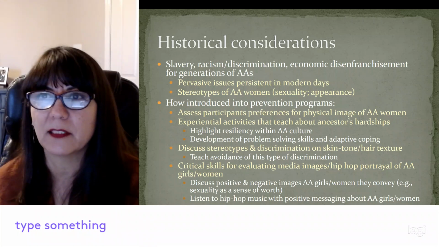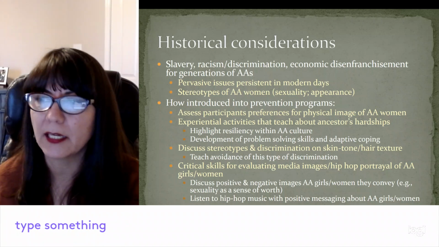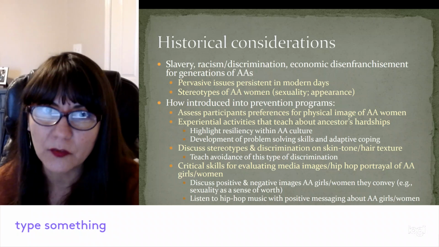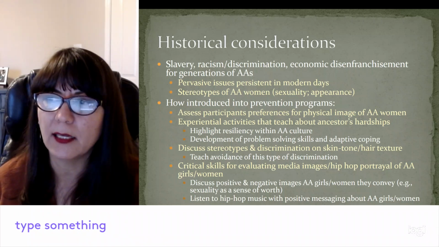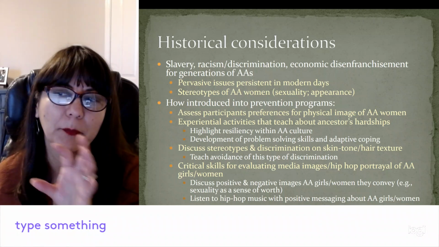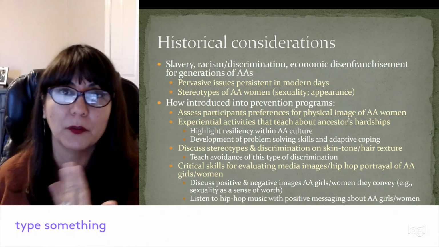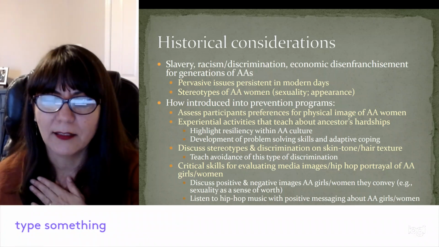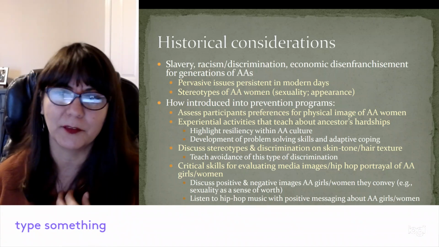And so they're always conveyed as a certain fixed appearance, right? Or they are conveyed as being sexual objects in music or in movies. And so they wanted to help the girls change their perception of these stereotypes so that they did not incorporate that stereotype into how they saw themselves, right?